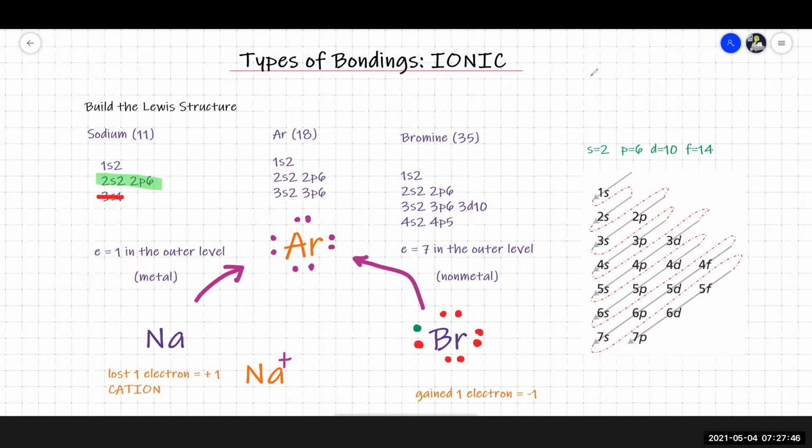Now, this is just the introduction. We're not doing the compounds yet. We're just seeing the types of bonding. But as you can see, all of this is related to the electron configuration.